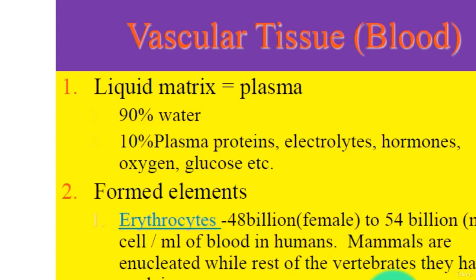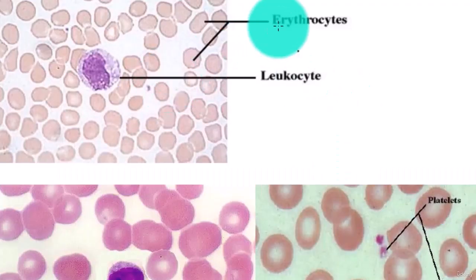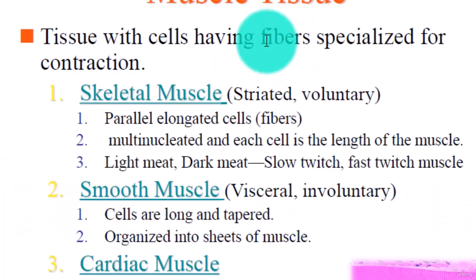Leukocyte, about 7.5 million per ml. Platelet, responsible for blood clotting. This is blood: erythrocyte, leukocyte. This is platelets. Muscle tissue: tissue with cells having fibers specialized for contraction.